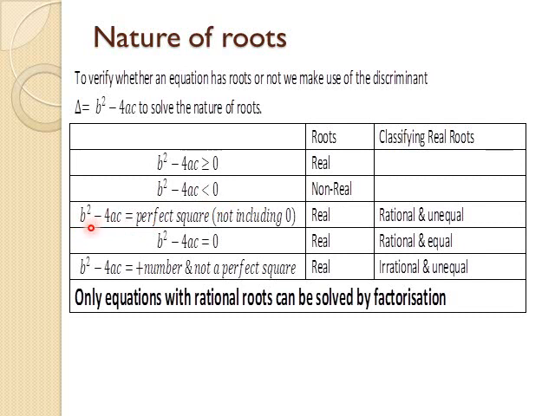Alright, if we substitute the values of b, a, and c in, and we get a perfect square as the answer, meaning 1, 4, 9, 16, 25, 36, 100, etc., then the roots are real, rational, and unequal. If b squared minus 4ac equals 0, then the roots are real, rational, and equal. So they're unequal and equal. If it's equal to a positive number and it's not a perfect square, then the roots are irrational and unequal. So we'll be testing those three in the next slide when we classify nature of roots.